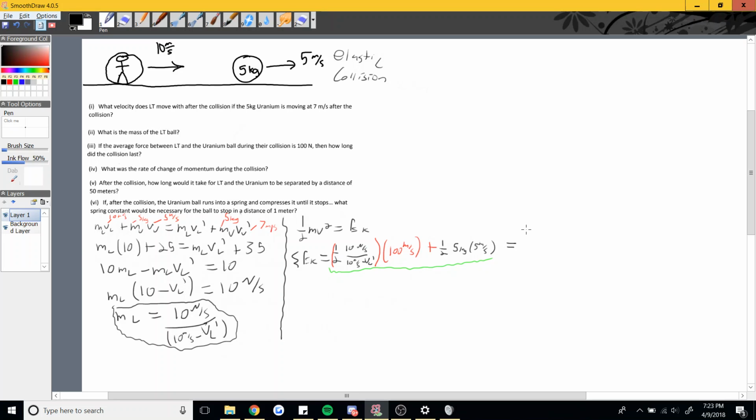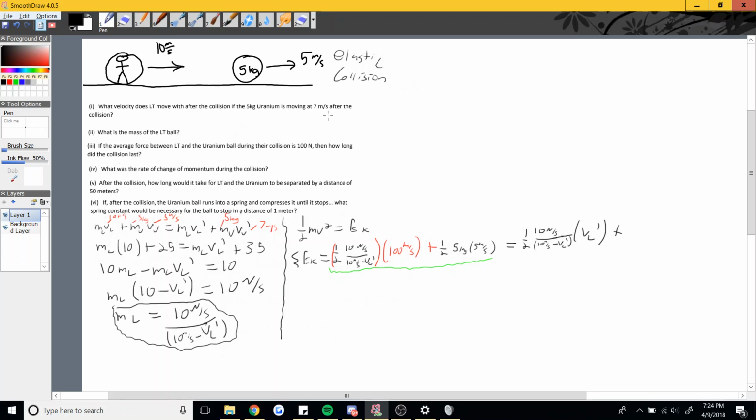So afterwards, it's going to be 1/2 mv squared again. But we don't know what our velocity is, but we do know what our mass is in terms of the velocity prime. So it is going to be, once again, 10 Newton seconds divided by 10 meters per second minus velocity of little Timmy prime, the afterwards, times velocity prime, which is what he's traveling at afterwards, plus whatever the ball's doing.